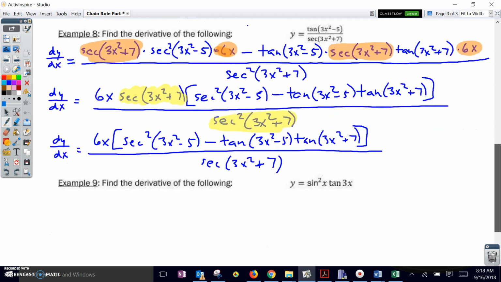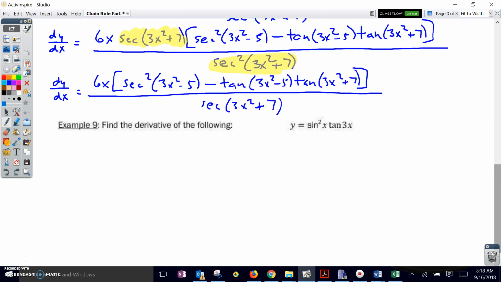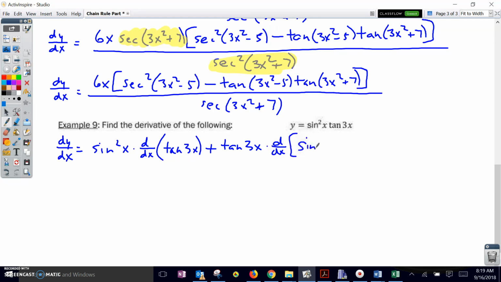Alright, and our last example, example 9, we're going to find the derivative of y equals sine squared of x tangent of 3x. So we want to apply the product rule here first. So we've got that dy dx is equal to sine squared of x times the derivative of the tangent of 3x plus tangent of 3x times the derivative of sine squared of x. We need to apply the chain rule in both of these.